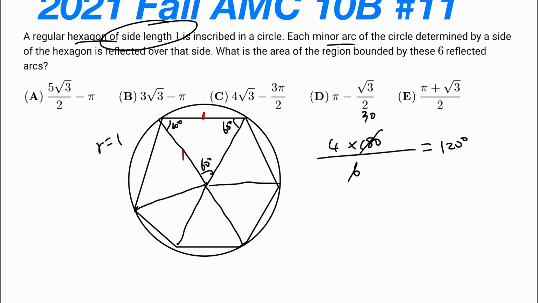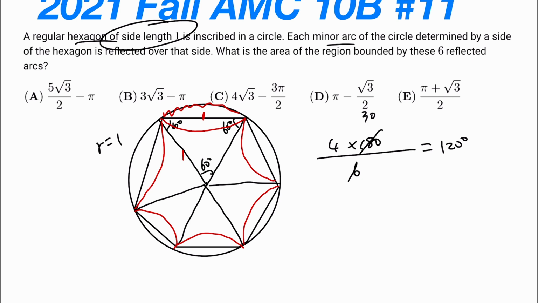Now, each minor arc of the circle can be determined by a side of the hexagon that is reflected over that side. So, if we reflect this arc over this side, we get this. If we reflect that over that, we get this, this. Well, that is kind of hard to calculate because we have no idea how to do this curve unless you want to do integrals, which you probably shouldn't. It just wastes your time.